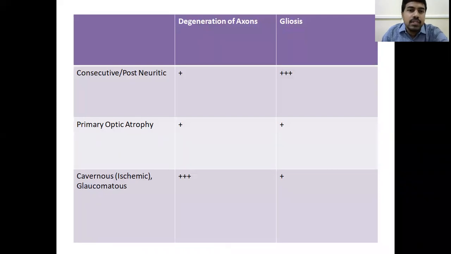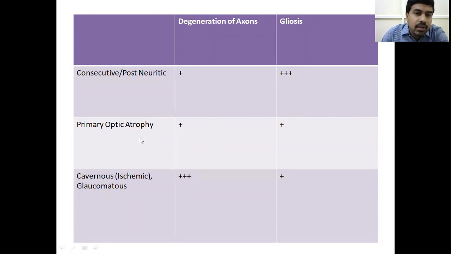Okay. So here you see, in case of consecutive or post-neuritic optic atrophy, suppose post-optic neuritis, due to optic neuritis or retrobulbar neuritis or papillitis, if there is an optic atrophy, or in case of a consecutive type, that is due to retinitis pigmentosa or any other retinal dystrophies or any other retinal degenerations. So in consecutive or post-neuritic optic atrophy, the degeneration of axons is minimal. There is less degeneration of axons, but gliosis is more. You can see the gliosis is more compared to degeneration. That's why it gives a grayish color tinge to the optic disc.